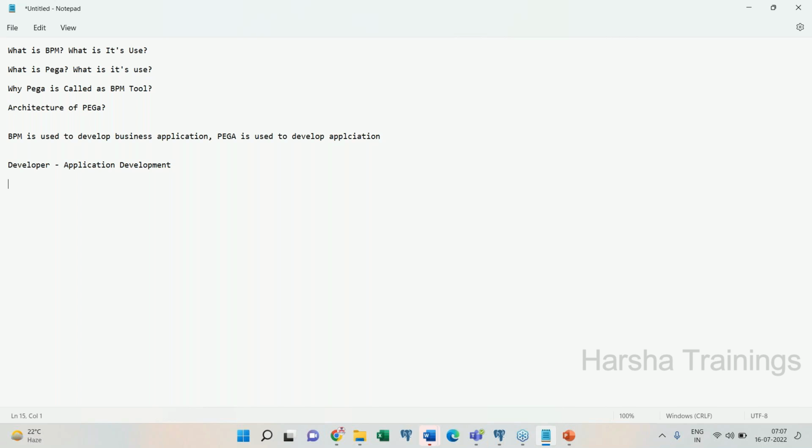See, when I say application development using Pega, Pega is going to be a no coding tool. What is it? No coding tool means there is no need to write any code.